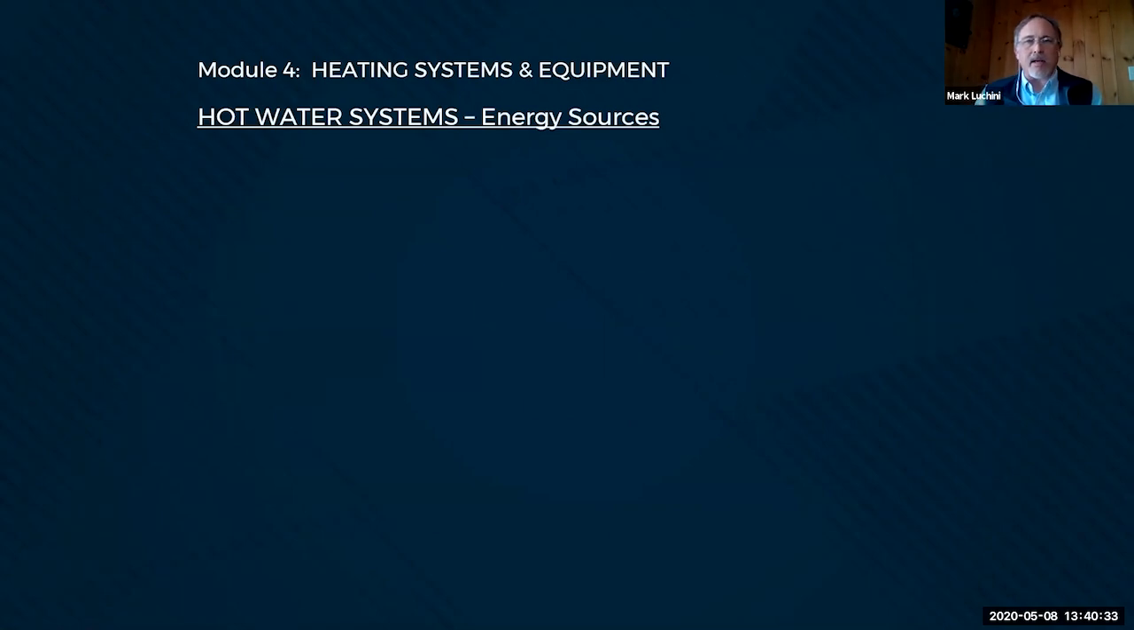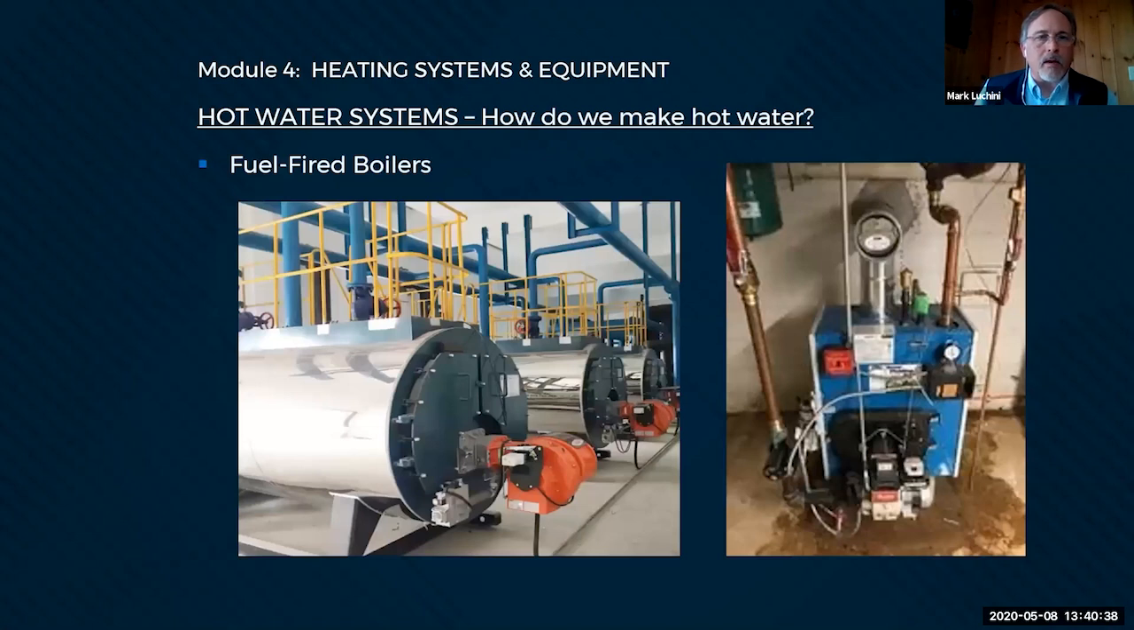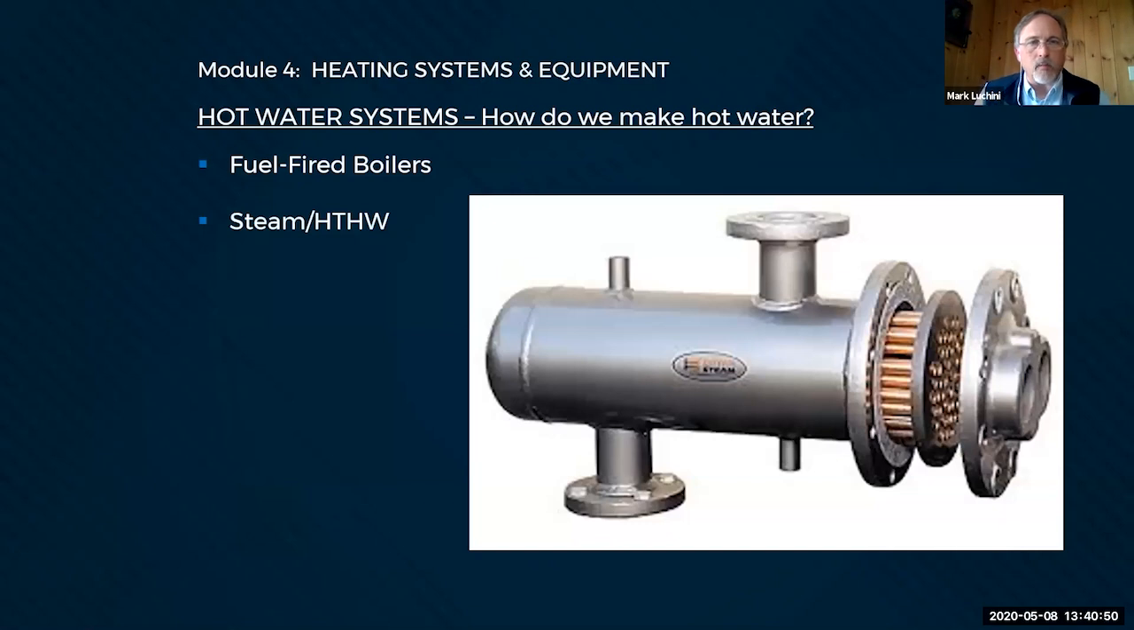So how do we make the hot water? I guess that's my question, right? You can use fuel-fired boilers. So you've got your fire tube boiler on the left, cast iron boiler on the right. We can take steam and run it through a heat exchanger, or even high temperature hot water, and heat water that would be sent through the tubes inside the heat exchanger. Water comes in, goes through the tubes, comes back out, steam comes in the top, condenses, comes out the bottom as condensate.